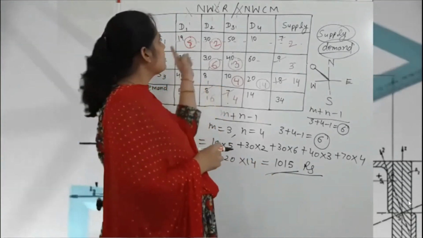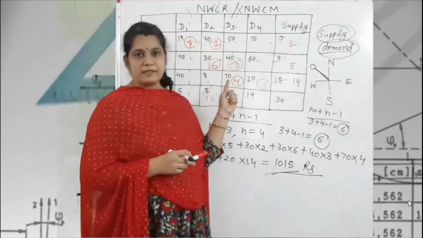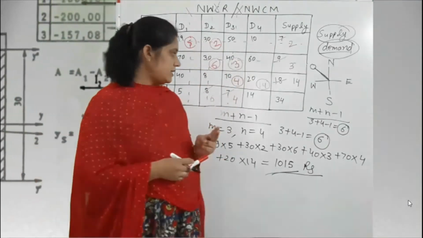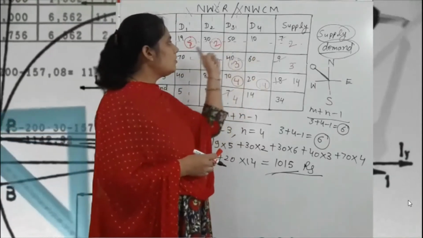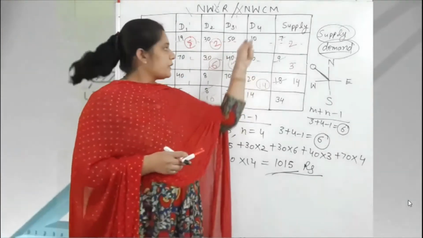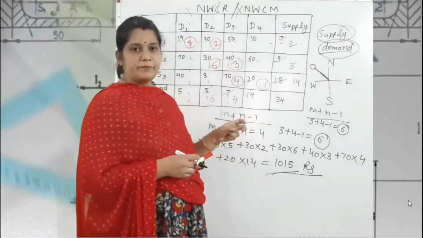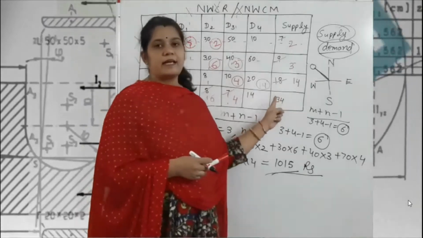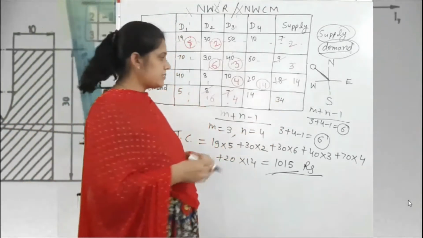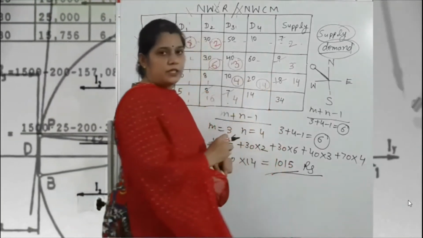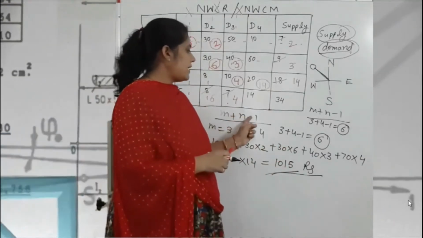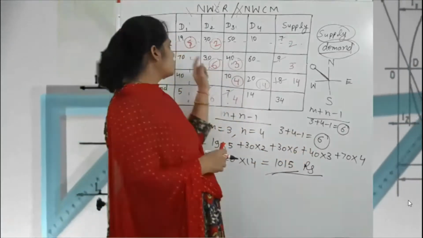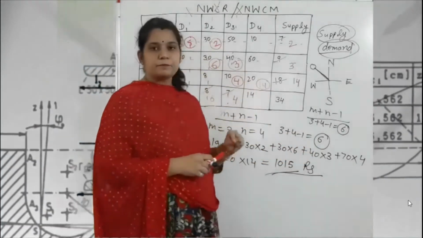So this is the northwest corner method, and always remember two points. The first point is that our question must always be in balanced form. Balanced form means when you solve a question, first you check that the supply and demand are equal. And the second point is that after the allocation, you always check m plus n minus 1. That means in this question, 6 allocations are here. So you check that 6 allocations are here.